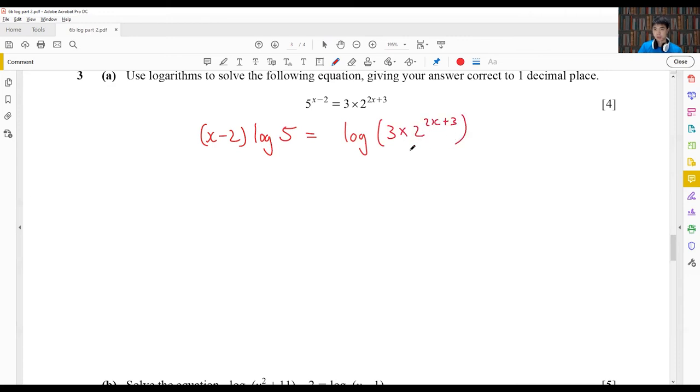So we got to use the plus rule for logarithm. We break this apart and it becomes log 3 plus log 2 to the power of this, right? So bring it to the front: 2x plus 3 log 2, okay, is equals to this value here, x minus 2 log 5. Now, since it mentioned that the answer is correct to 1 decimal place, I'm not even going to bother trying anything else. I'll just type log 5 into my calculator and get the value.